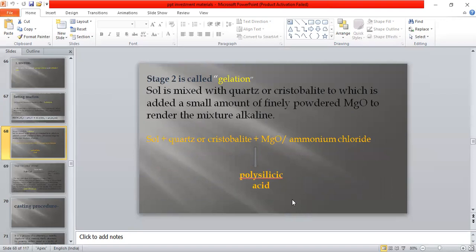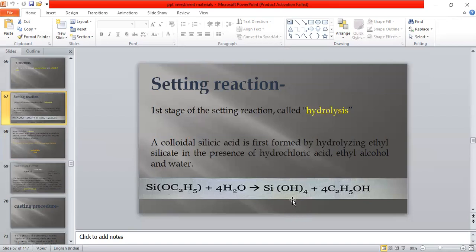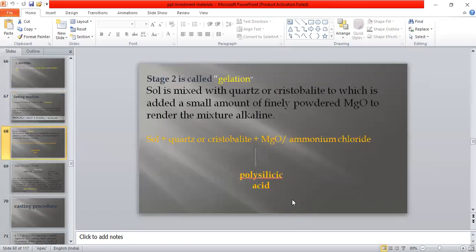In hydrolysis, as already discussed, it occurs in a two bottle system. The first bottle contains ethyl silicate solution and the second is HCl. Then the next stage is gelation. In the gelation process, the solution is mixed with quartz or cristobalite, to which a small amount of finely powdered magnesium oxide is added to render the mixture alkaline. The solution plus cristobalite or quartz plus magnesium oxide or ammonium chloride forms the polycyclic acid.